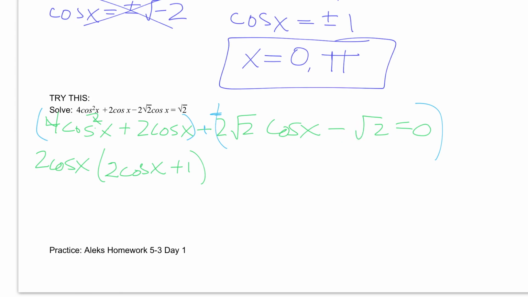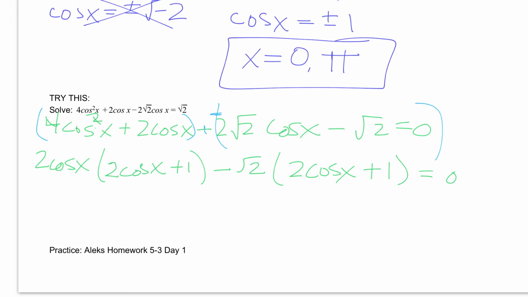And then I can factor out a negative square root of 2. So I'm going to take out a minus square root of 2. And that's going to leave me with 2 cosine of x plus 1. Remember, I took a negative square root of 2 out. Negative square root of 2 divided by negative square root of 2 is still a positive 1. And that's equal to 0.